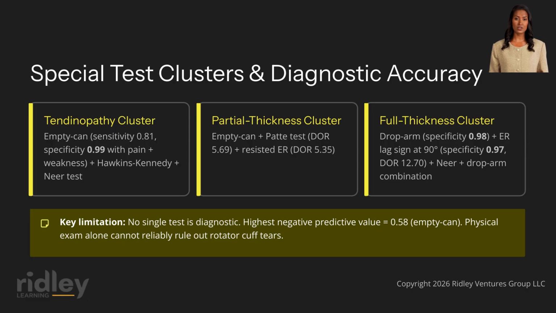Even the most accurate strength tests, including the external rotation lag sign and the internal rotation lag sign, which strongly increase diagnostic confidence when positive, are specific for full thickness tears but have limited sensitivity. These limitations reinforce the need to interpret test results within the broader clinical context rather than relying on isolated findings.